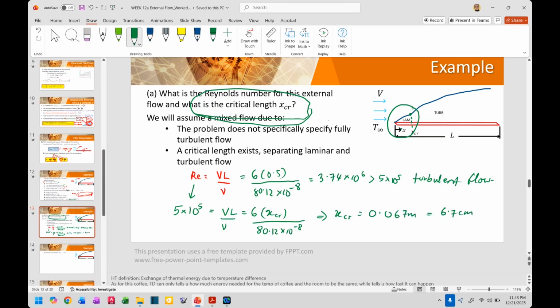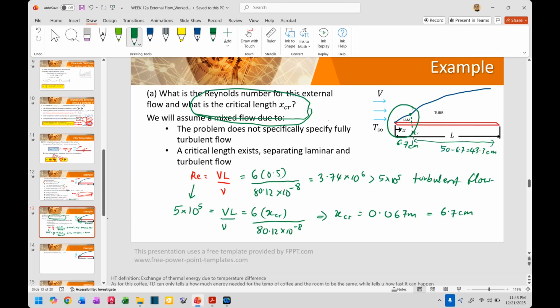Now, this is quite, quite short. Yeah, this is 6.7 centimeters, and the rest of it is 50 centimeters minus 6.7, which is, let's say, 43.3 centimeters, right?